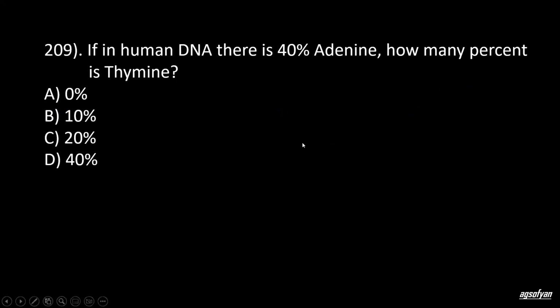If in human DNA there is 40% adenine, how many percent of thymine? 0, 10, 20, or 40. Of course, thymine and adenine are equal, so there will be 40%.